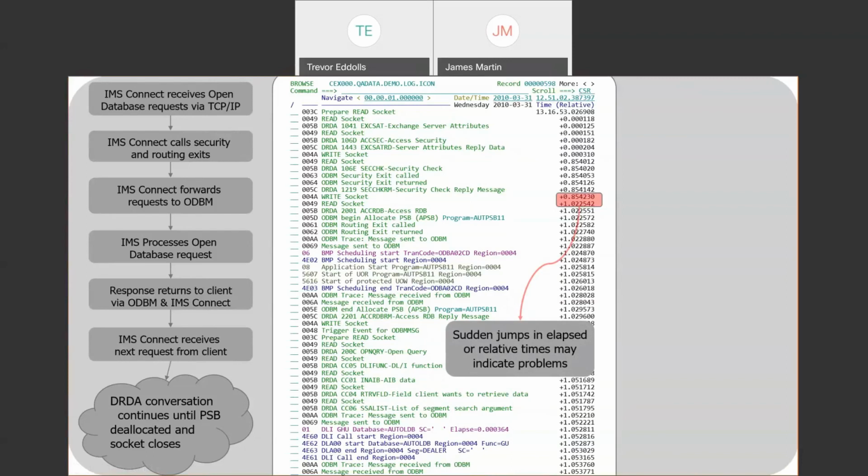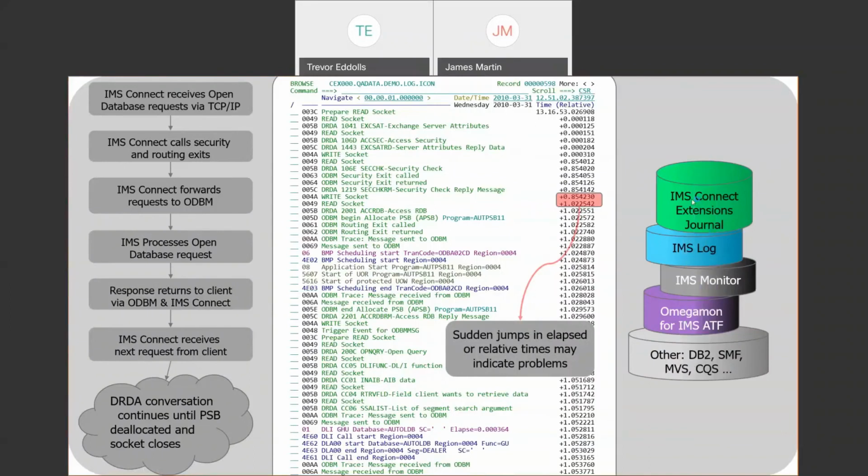And as I said, this particular example shows IMS Connect Extensions journals, and this is color-coded for the type of instrumentation data that you're looking at, okay? And if we needed to, we could also include some other instrumentation data around it that's not shown here, around other subsystems that we're using, and MBS or CQS instrumentation data as well.